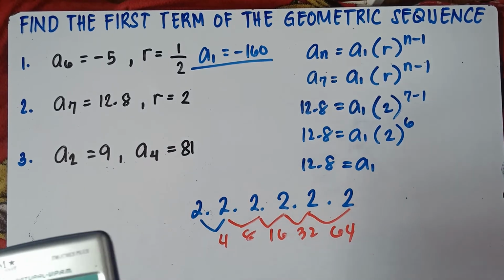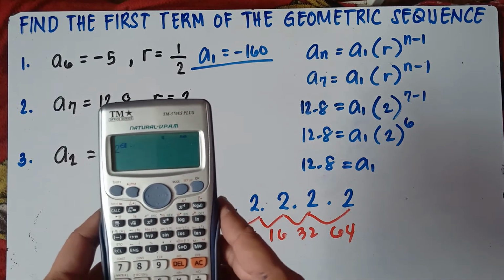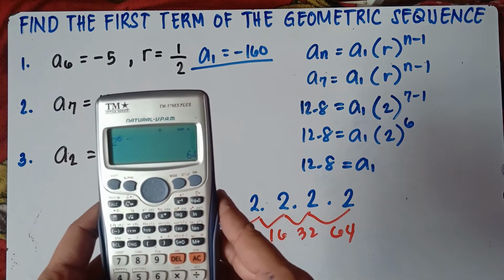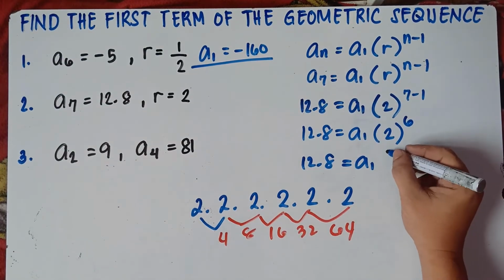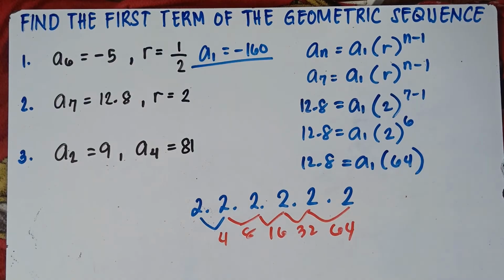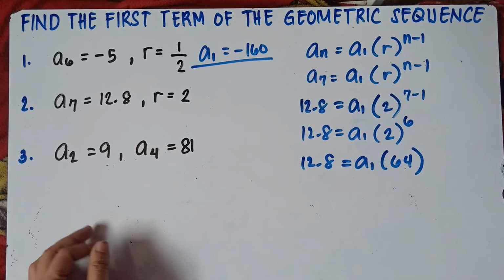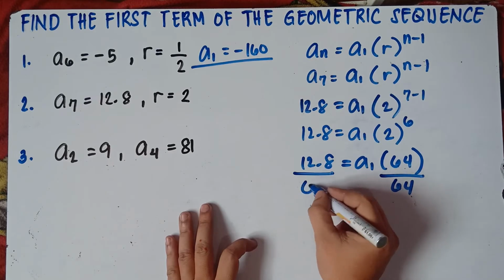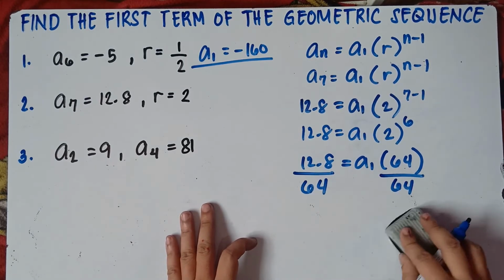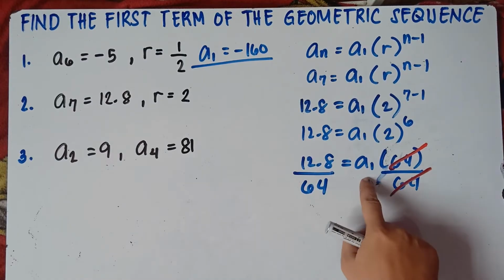Or if the teacher will allow you to use a calculator, go ahead. That's 2 raised to the power of 6, and you will get 64. So this will be times 64. And then to get the value of a sub 1, you can just simply divide both sides by 64. You can cancel this out, class, and the remaining will be a sub 1.